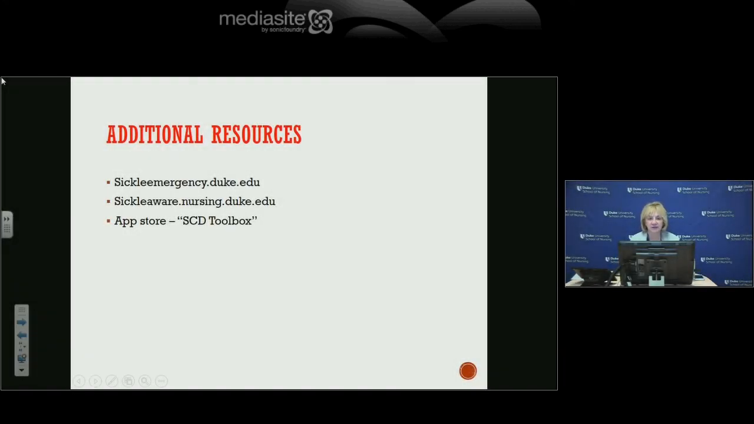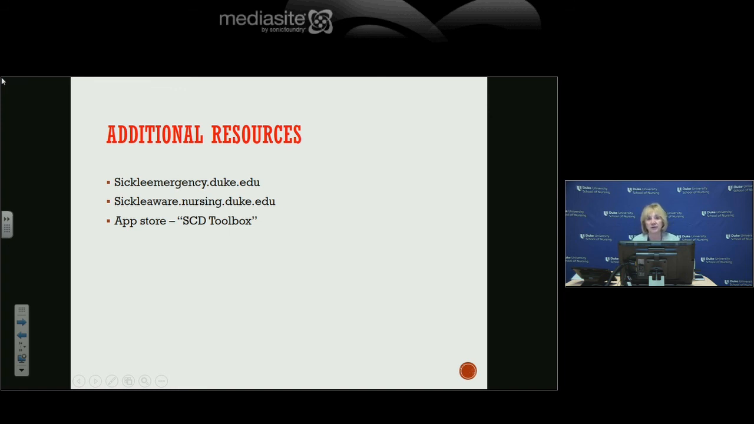So in closing, these are some of the websites that I referred to earlier. SickleEmergency.duke.edu has many short PowerPoint presentations, unlike this one. It's 10 slides with videos in them. There are also video recordings as standalone, so many, many educational resources for emergency providers.